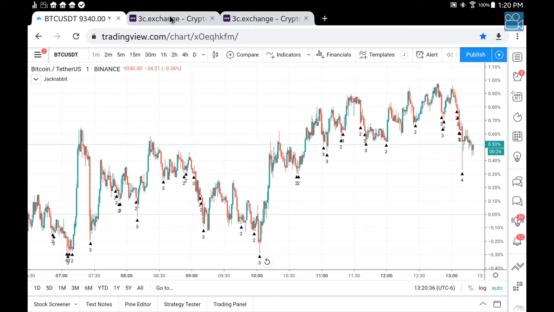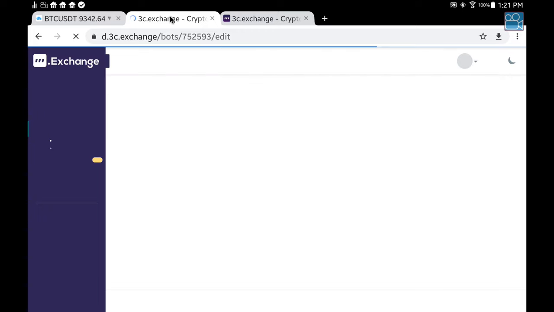Now let's take a look at the actual setup for this through the Three Commas bots. And then we will be able to actually see how this works.